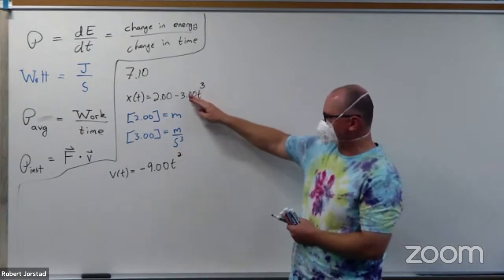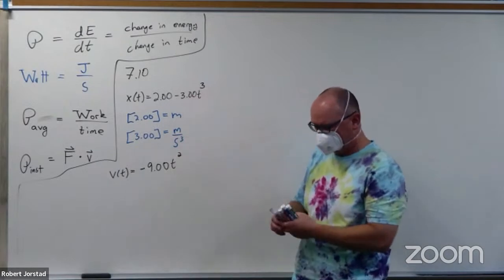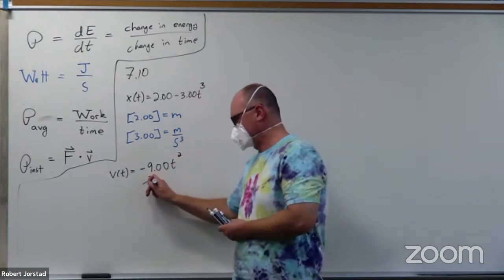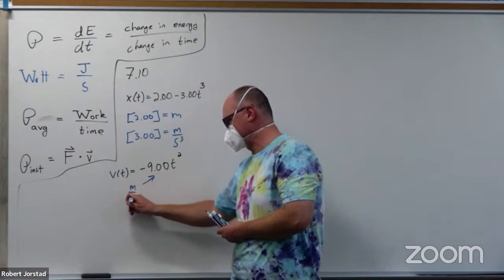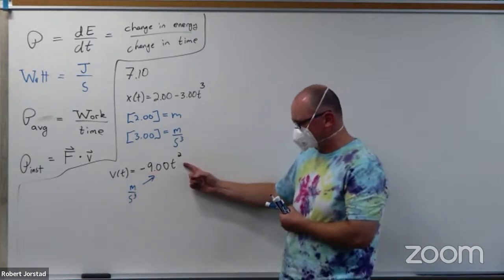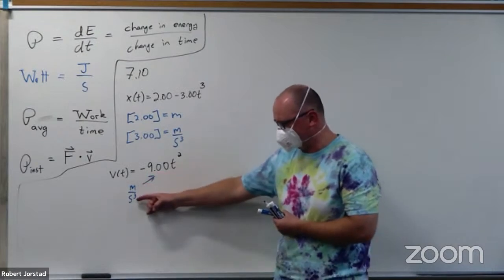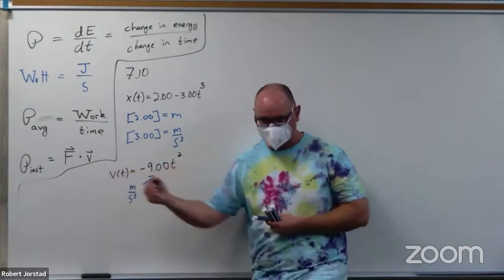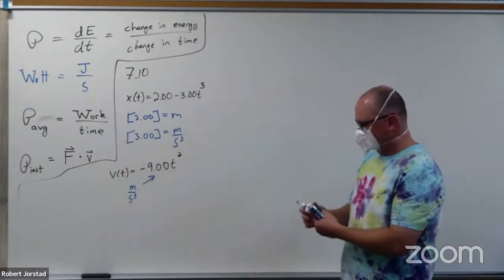When I bring down the 3, is that going to change the units? No. So this is also meters per second cubed. Does this make sense? Seconds squared times meters per second cubed gives me meters per second. What's the acceleration?